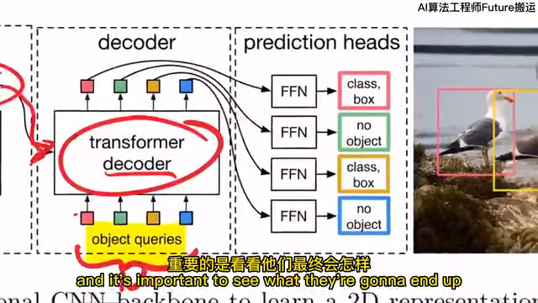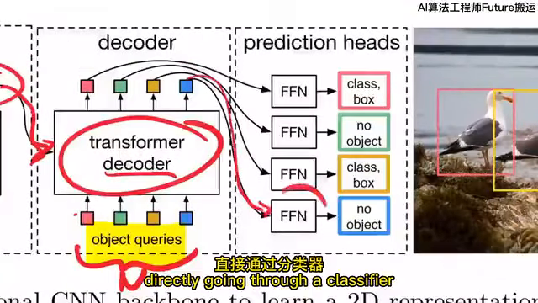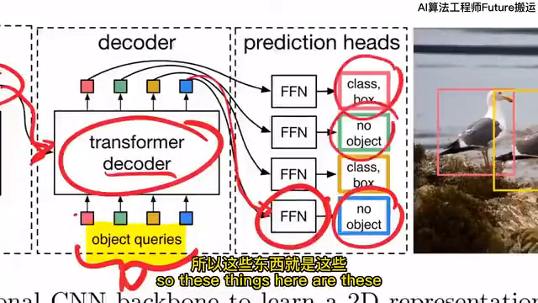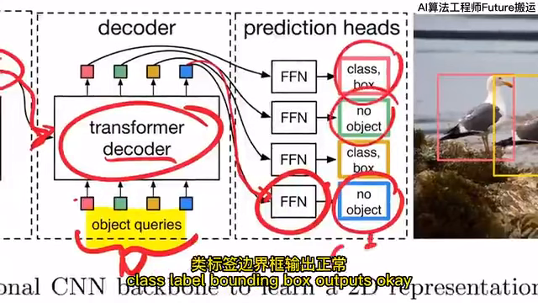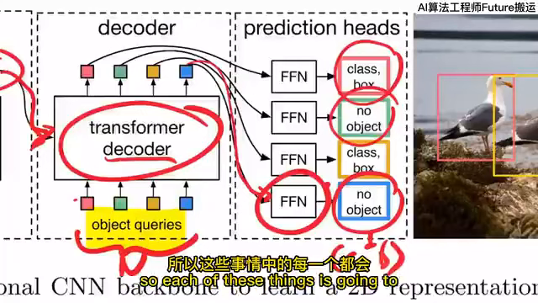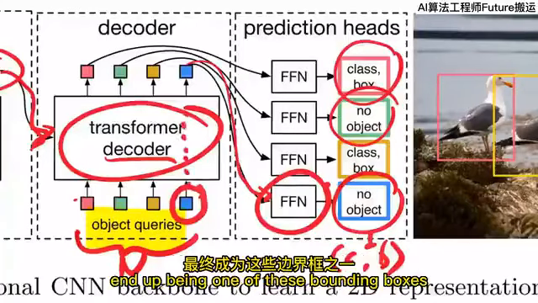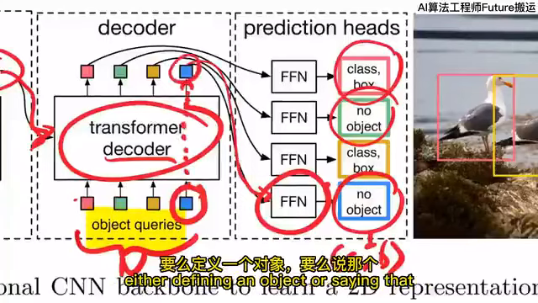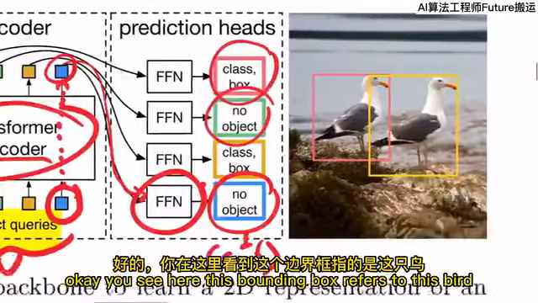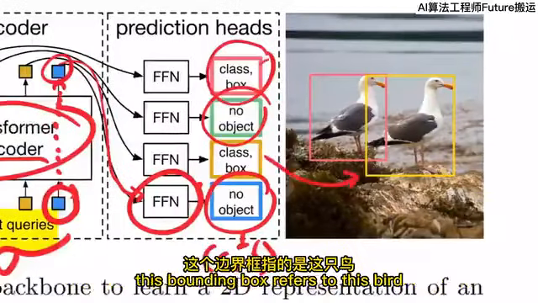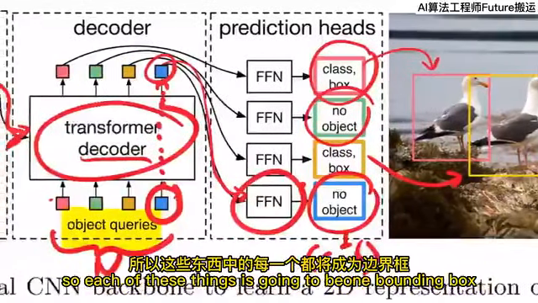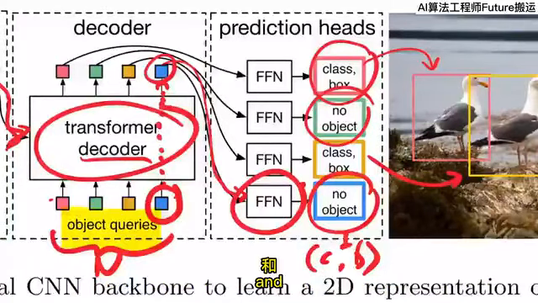And it's important to see what they're going to end up with. These things then go directly through a classifier that outputs the class label and bounding box outputs, okay? So each of these things, after transformation, ends up being one of these bounding boxes, either defining an object or saying that there isn't an object somewhere. You see here, this bounding box refers to this bird, this bounding box refers to this bird. So each of these things is going to be one bounding box.